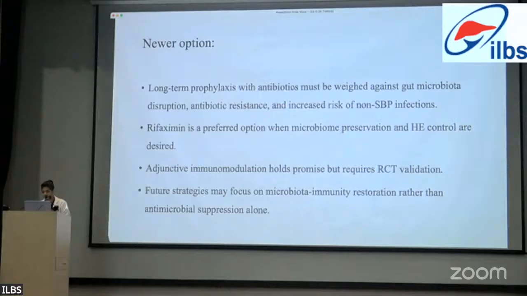Long-term prophylaxis with antibiotics must be weighed against gut microbiota disruption, antibiotic resistance, and increased risk of non-SBP infection. Rifaximin is a preferred option when microbiome preservation and HE control are desired. Adjunct immunomodulation holds promise, but it requires RCT validation. Future studies may focus on microbiota immune restoration rather than antimicrobial suppression alone.